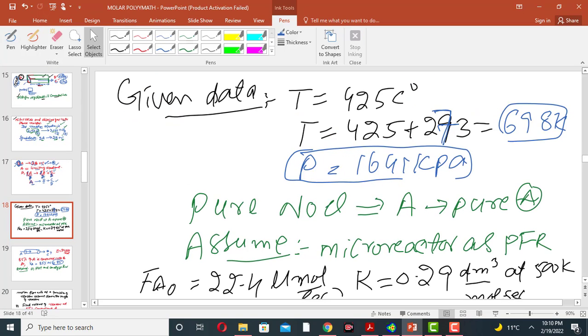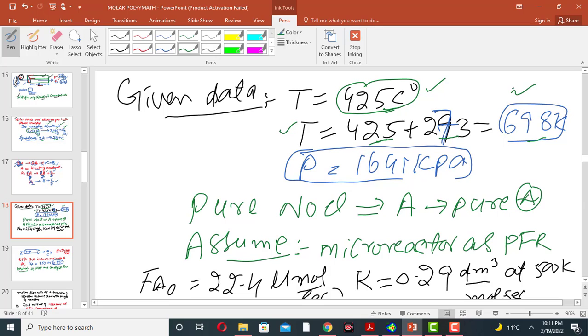Now, what is given to us? The given data for the above gaseous phase reaction is that the reaction is taking place at 425 degrees centigrade, which is an isothermal reactor. The microreactor is an isothermal reactor. This 425 degrees centigrade can be converted into Kelvin when we add 273 to 425. We will get 698 Kelvin.